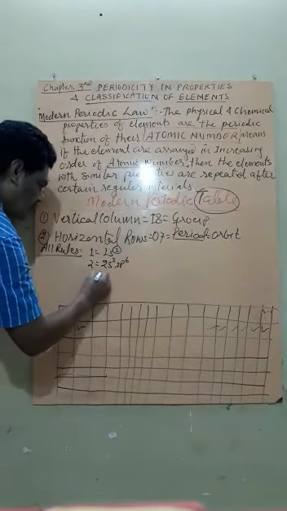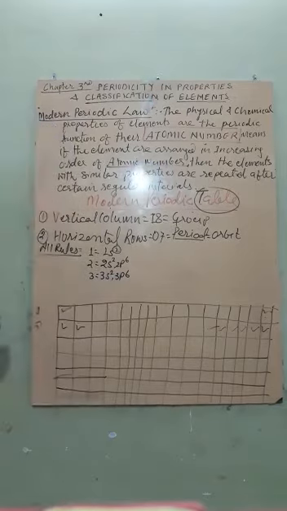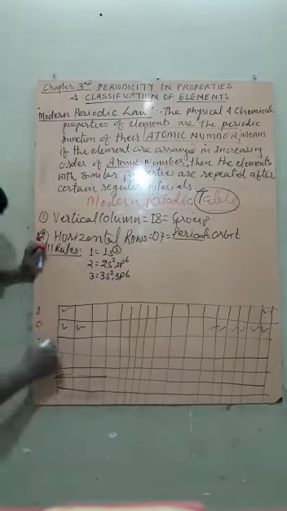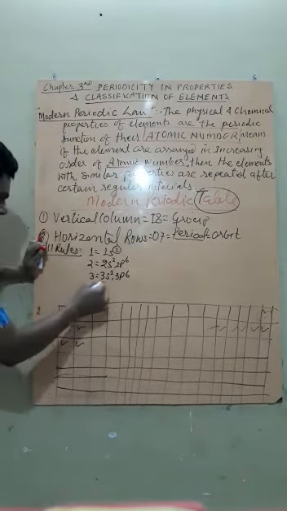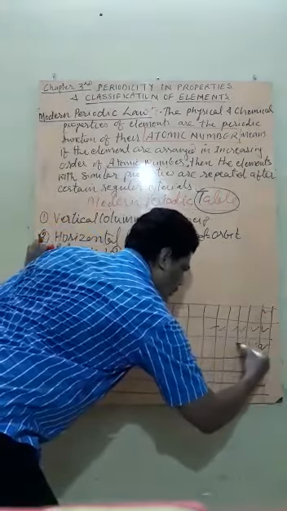Third one is 3s2, 3p6. So now come to the third period. Again 1, 2. This is for 3s2. And for 3p6, say 1, 2, 3, 4, 5 and 6.